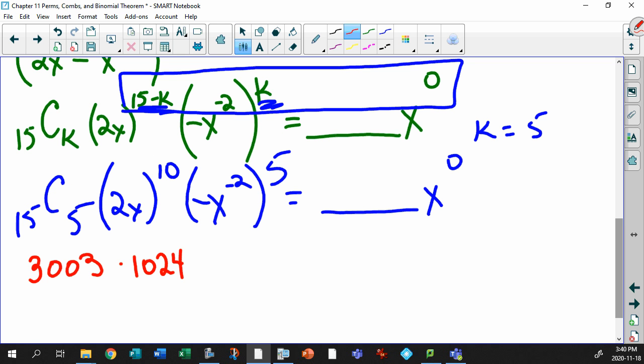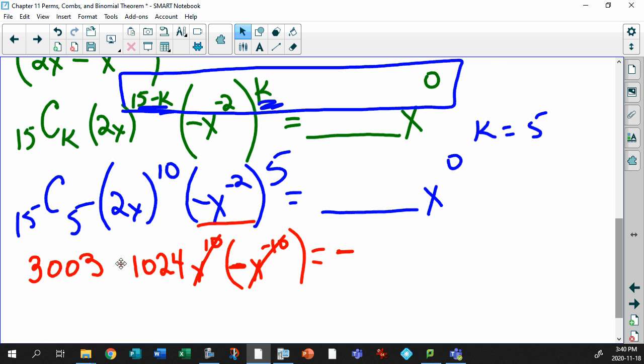1,024. Look at this. This is x to the 10. This, of course, is going to be to the power of 5. So guess what? That's still going to be negative. X to the power of negative 10. So look at that. The x to the 10 and x to the negative 10 cancel. Beautiful. And that should give us a really nice number. So what is that number going to be? Well, obviously, it's going to be a negative, and it's going to be 3003 times 1024.